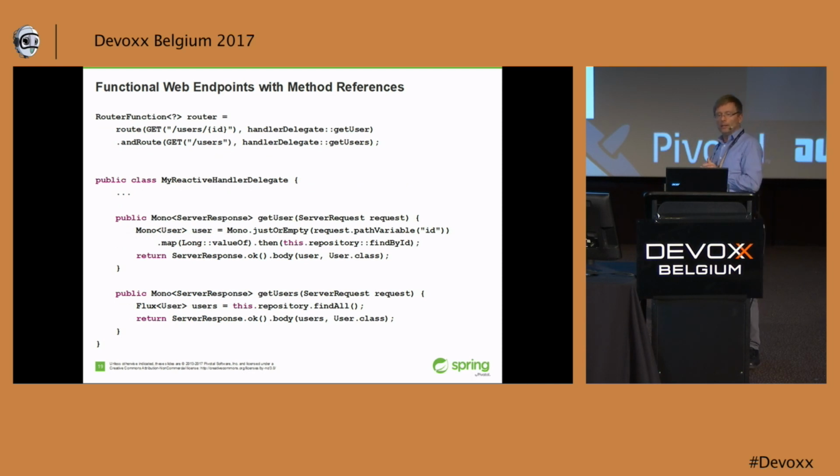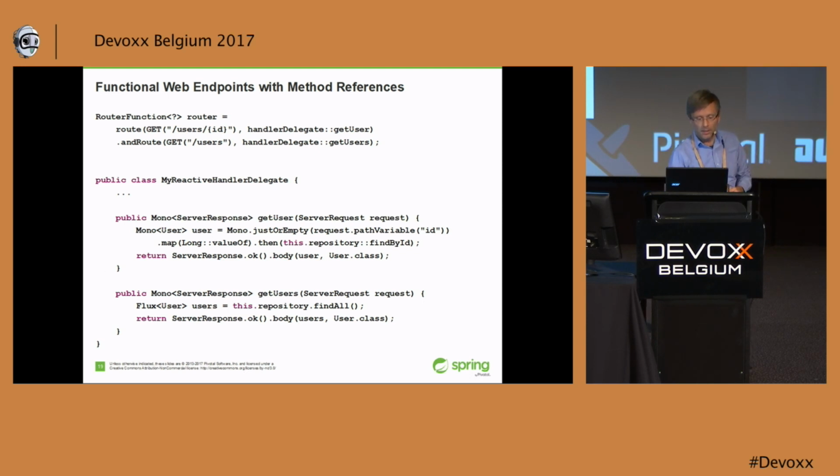An alternative model that the diagram hinted at before is what we call router functions or functional web endpoints. So a router function has an entry point. This is a different way of tapping into our reactive web stack. Instead of using the annotation-based model and the dispatcher handler that understands those annotation-based mappings, we use a very straightforward functional API that we call router functions and handler functions.